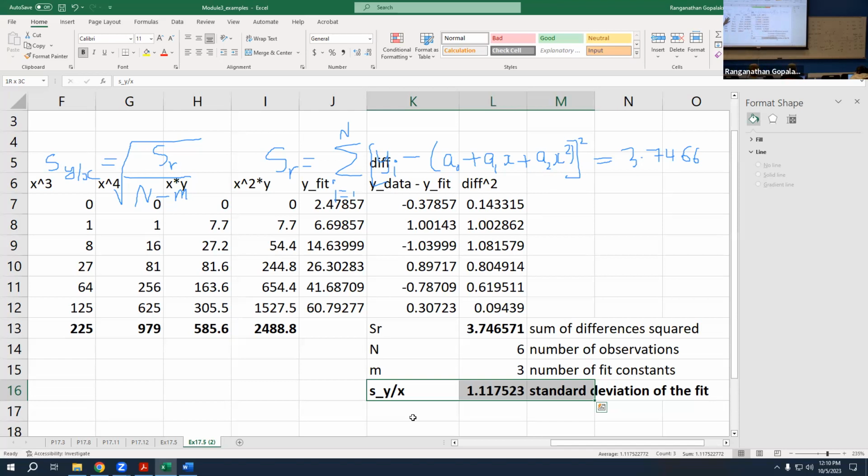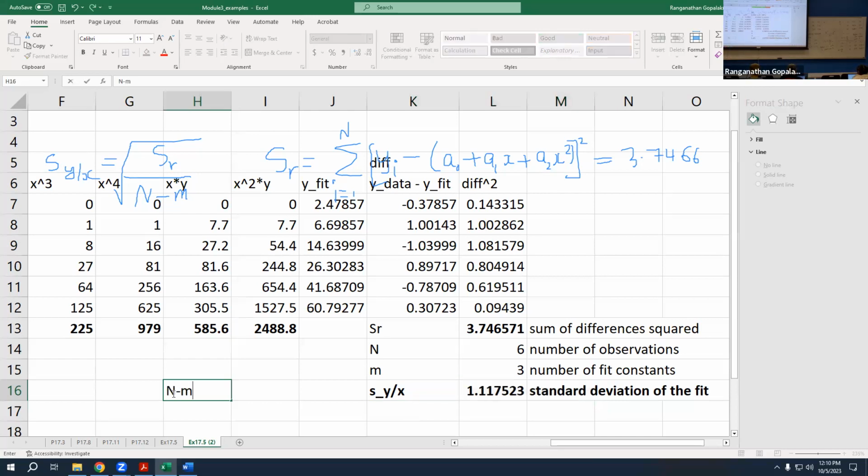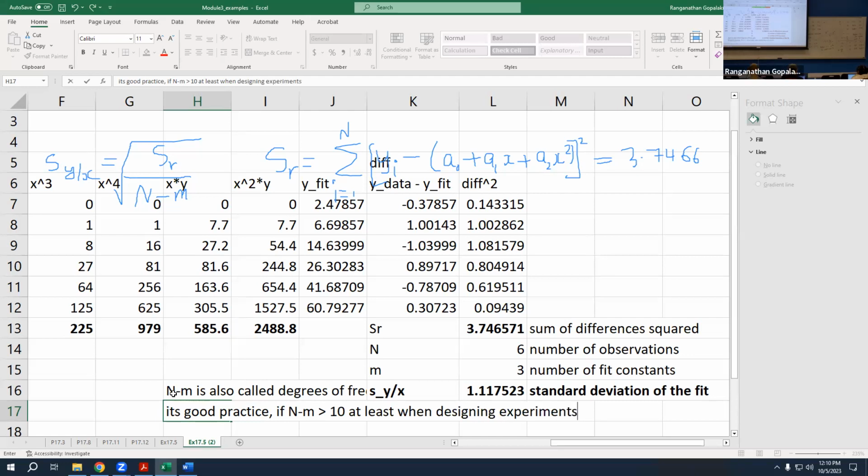You have to subtract the number of fit constants that you use to summarize your data. So the effective number of observations is, you have 6 observations and you are fitting them using 3 constants. So 6 minus 3 is 3 free observations that you have, which is also called degrees of freedom. So I'll write n minus m is also called degrees of freedom. It's good practice if n minus m is greater than 10 at least when designing experiments.